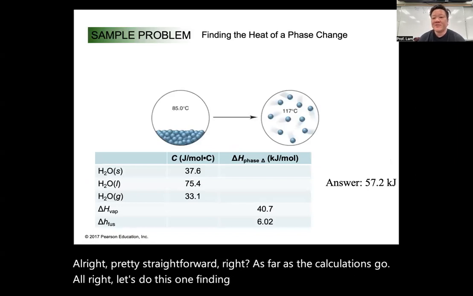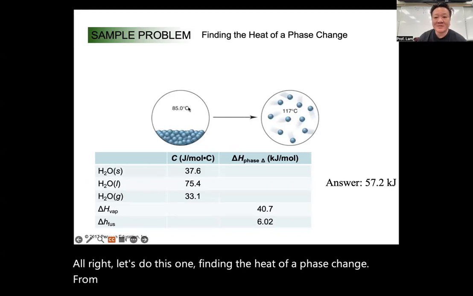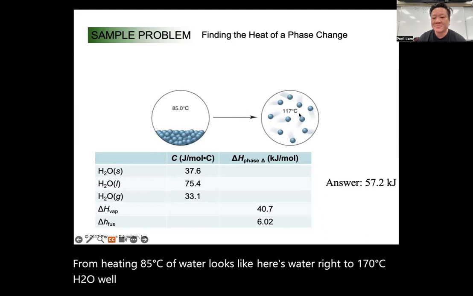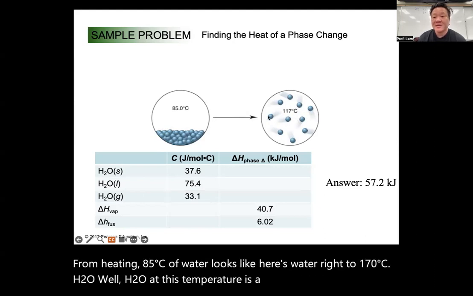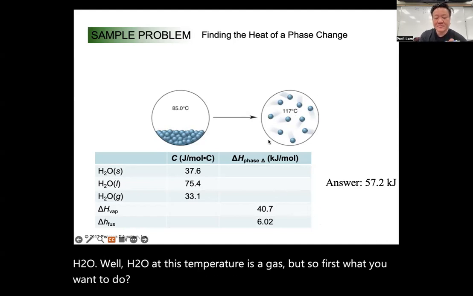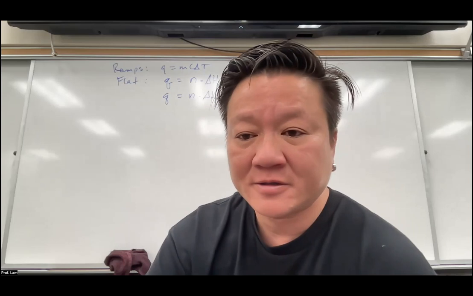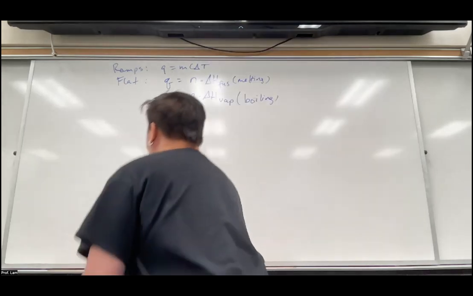Finding the heat of a phase change from heating water at 85 degrees Celsius to 117 degrees Celsius H2O. Well, H2O at this temperature is a gas, right? So first, what you want to do is make your diagram, right? Make your diagram here.